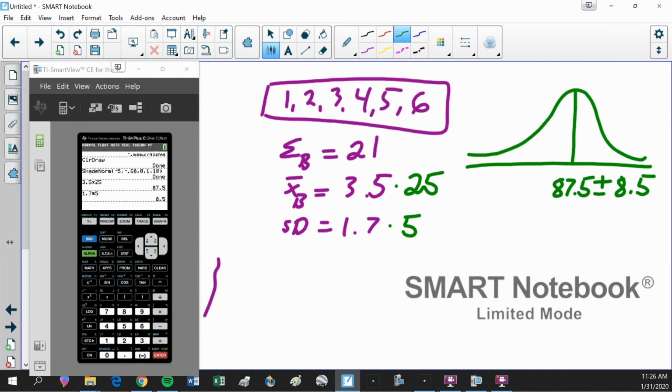Am I going too fast? Sorry. Okay. So I times my 3.5 by 25. I times my 1.7 by the square root of 25, which is 5. And I end up with 87.5 plus or minus 8.5. Okay, we good?